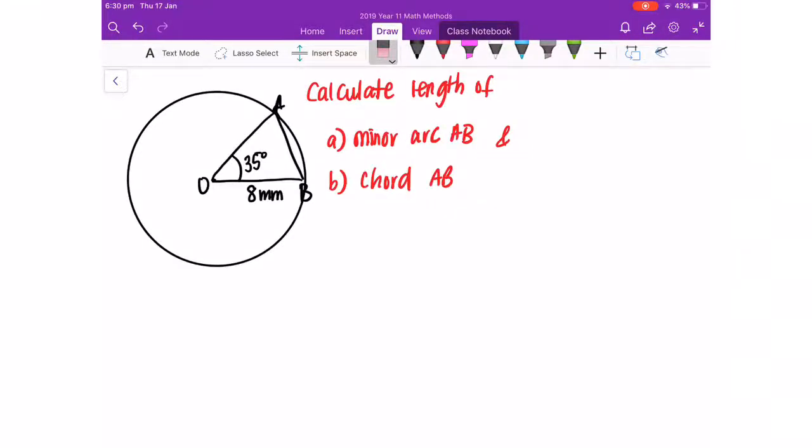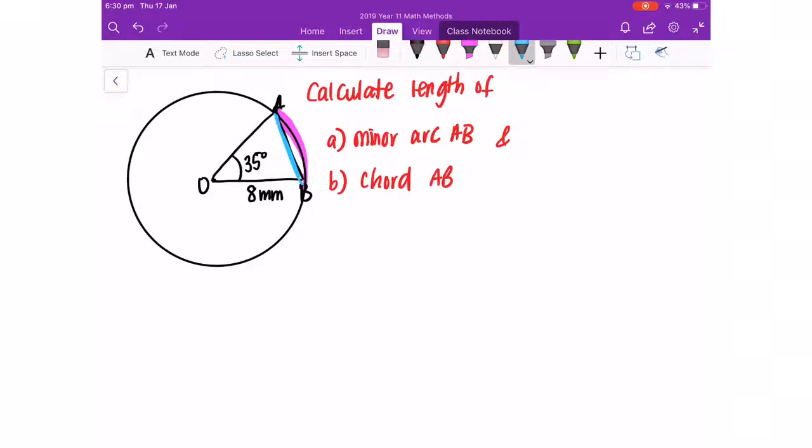Alright, so in this video I'm just going to go through this example where I try to find the minor arc AB, which is a part of the circumference. So that's actually referring to this part here. And I'm also going to try to calculate the length of the chord AB. That means it's just that line that connects A and B together, which is that line in the blue.